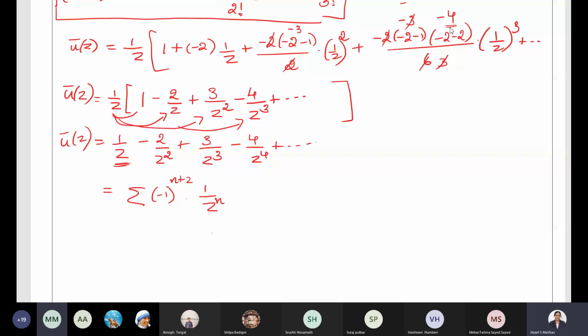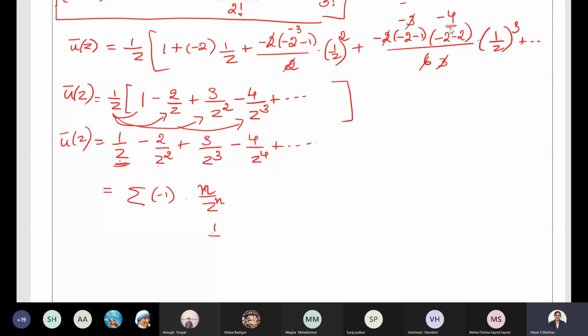I told you this is the easiest one. n into 1 divided by z power n. That is correct. Here you get, I said just see, 1 by z, 2 by z square, 3 by z cube, 4 by z power 4. So it can be written as n by z power n. Am I correct? See here.